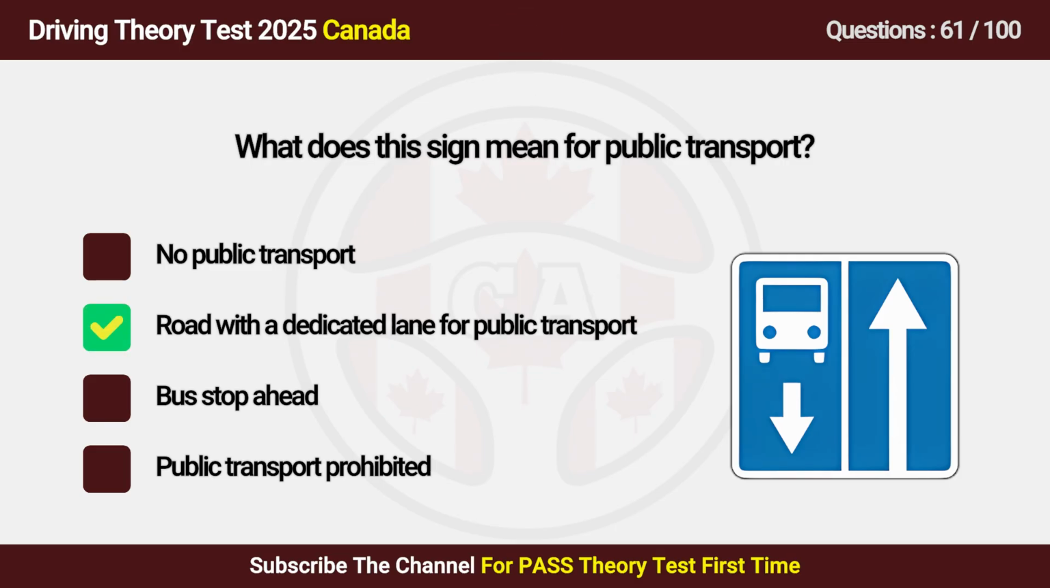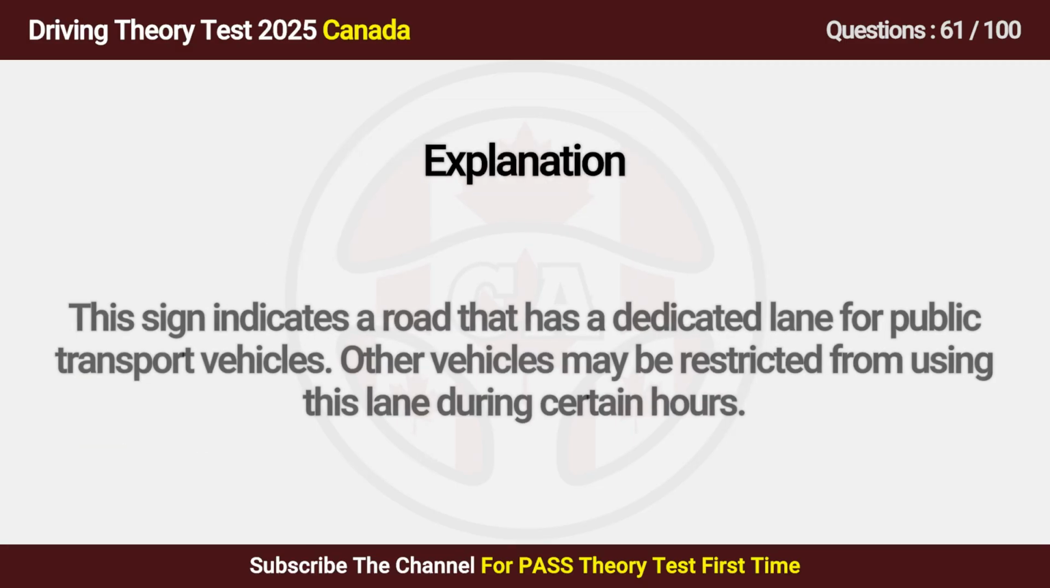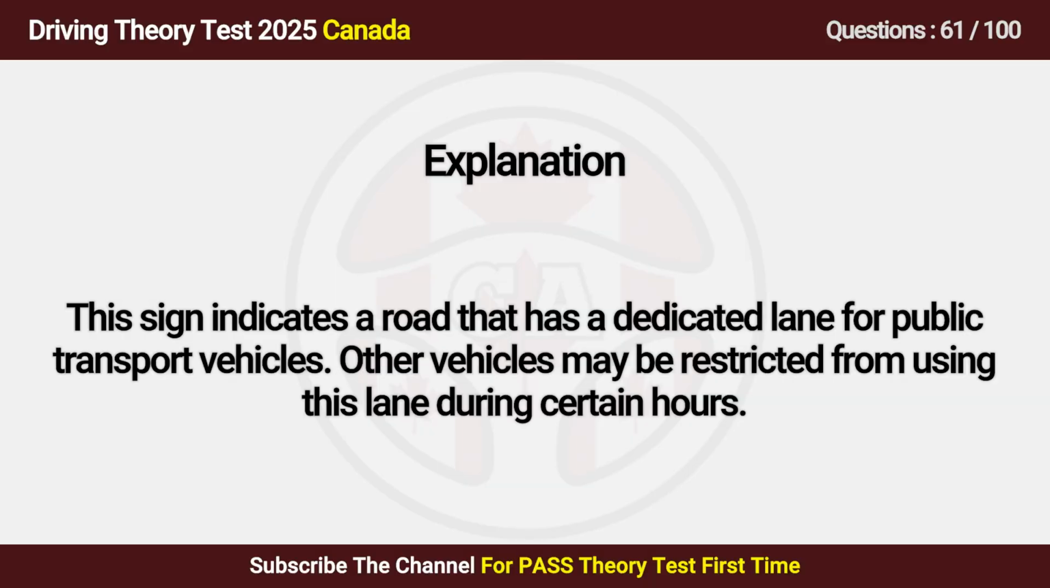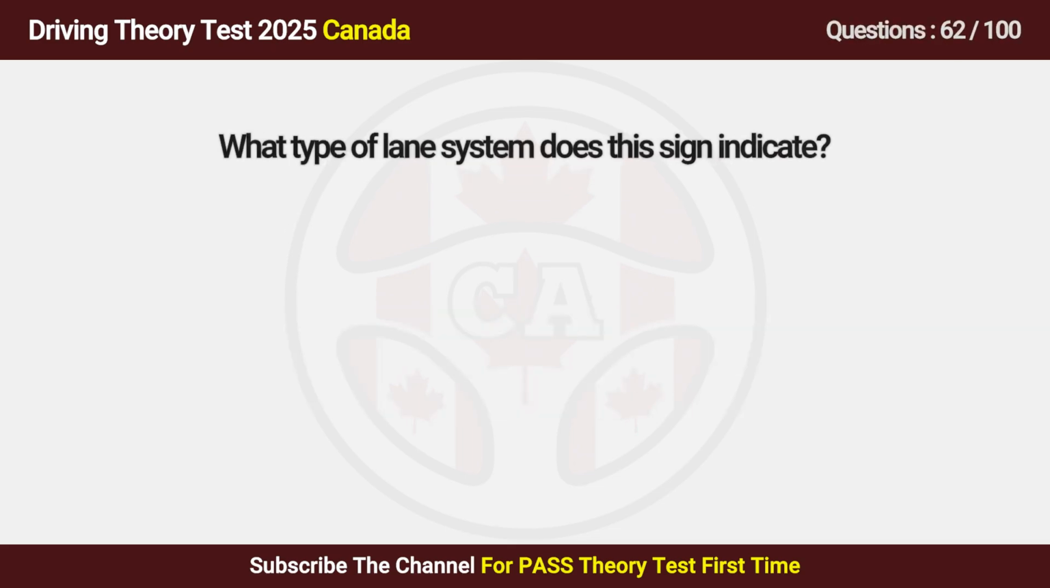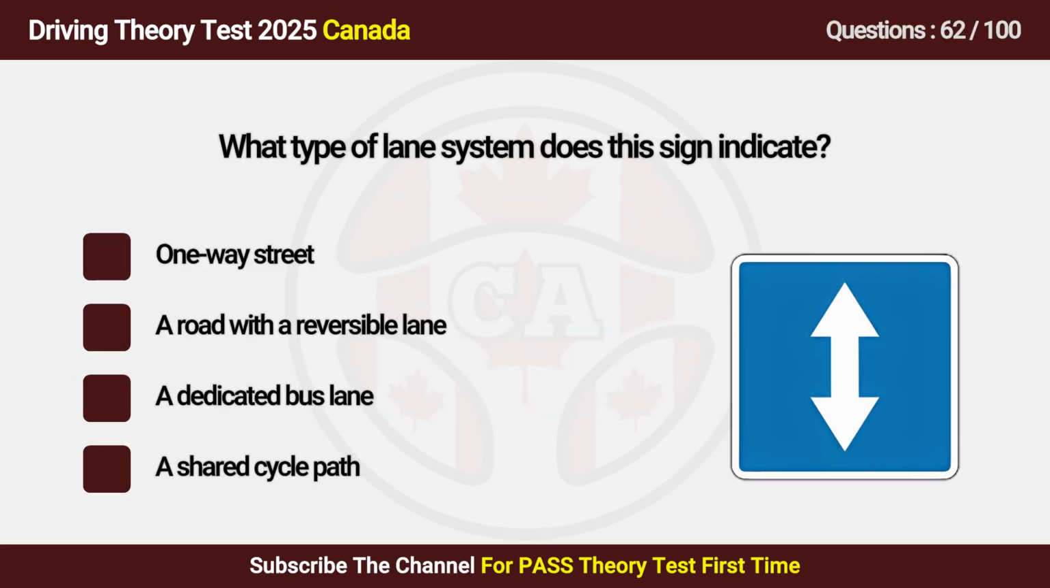Answer is B. Road with a dedicated lane for public transport. This sign indicates a road that has a dedicated lane for public transport vehicles. Other vehicles may be restricted from using this lane during certain hours. Question 62. What type of lane system does this sign indicate?